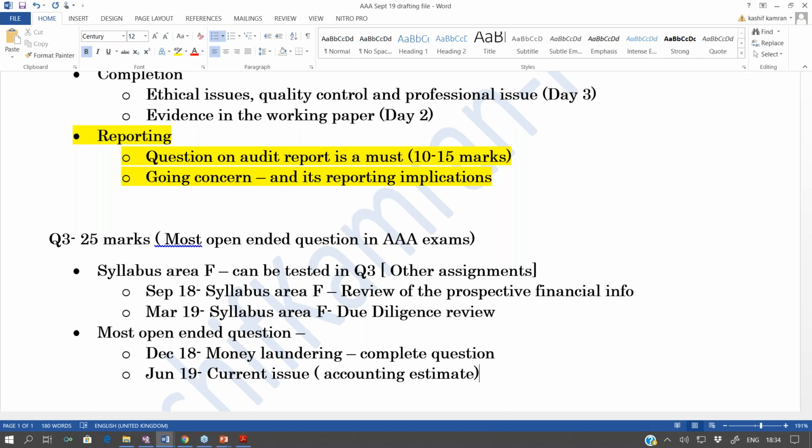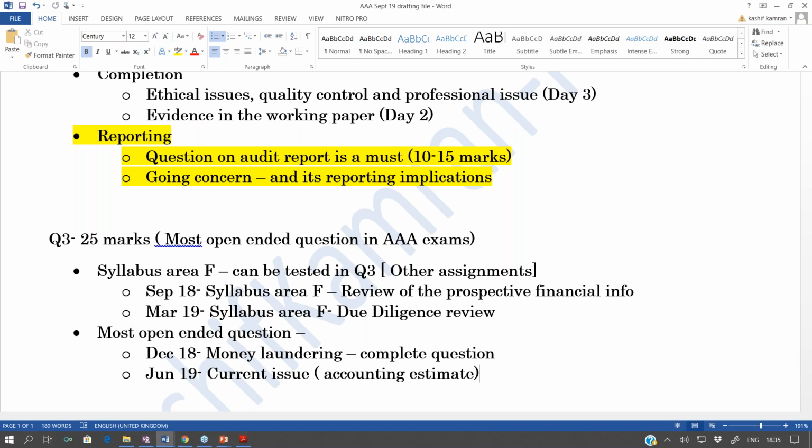So just a quick feedback. Is everyone clear on the paper format? Is everyone clear what is inside the first question, what's inside the second question, and what's inside the third one? And do you all realize that the third question is the most open-ended question? Two times in the third question, we have seen other assignments, and two times in the third question, we have seen very unusual areas like money laundering and current issues.